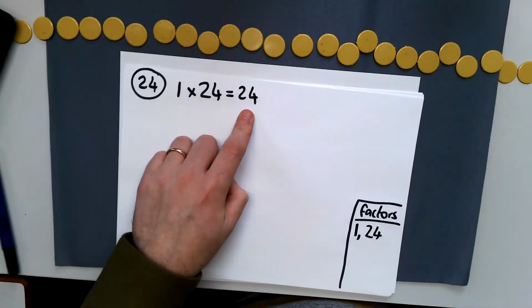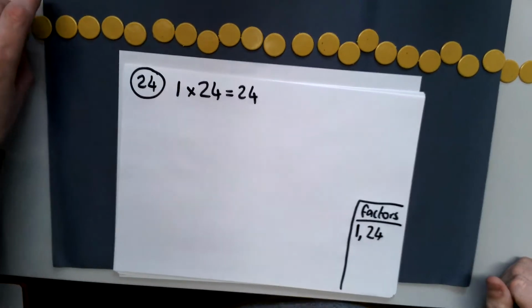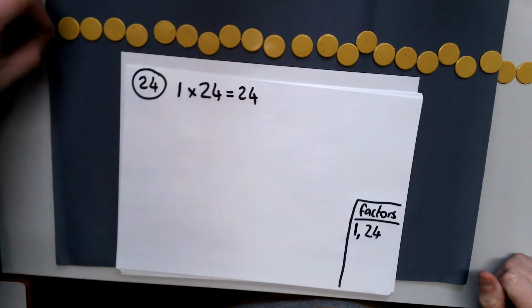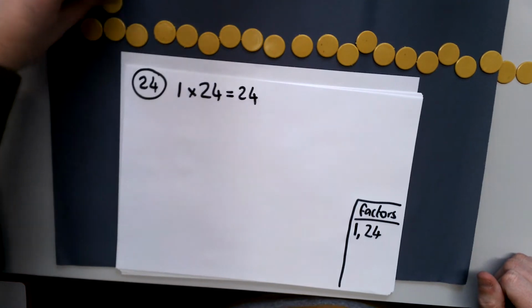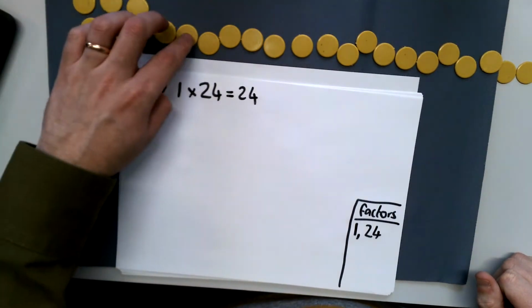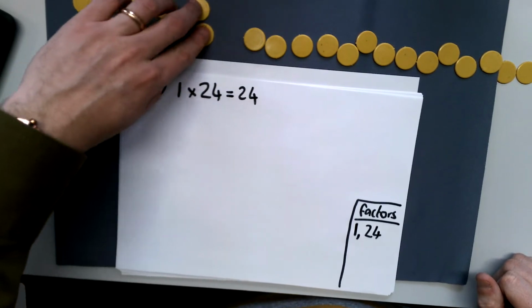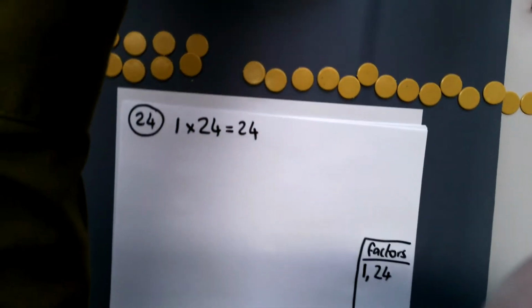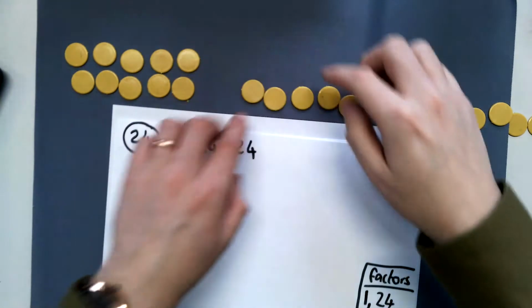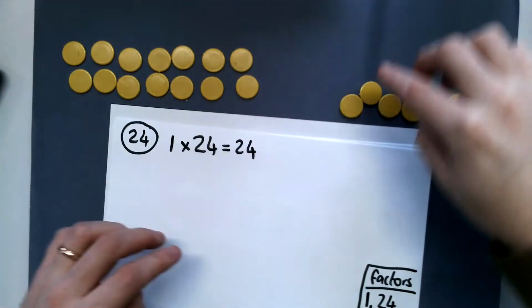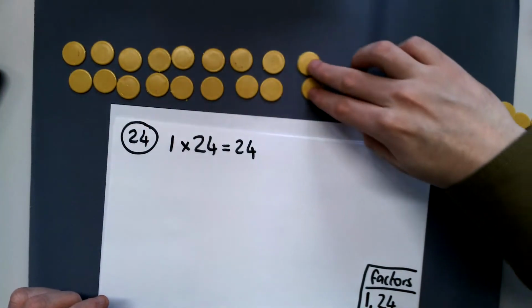Now I know 24 is an even number, so it will definitely work for 2 times, won't it? Because even numbers can be halved. So I'm going to make my array again. I'll move that so you can see what it's doing. So I'm making a new array and trying to find out what I had to multiply by 2.